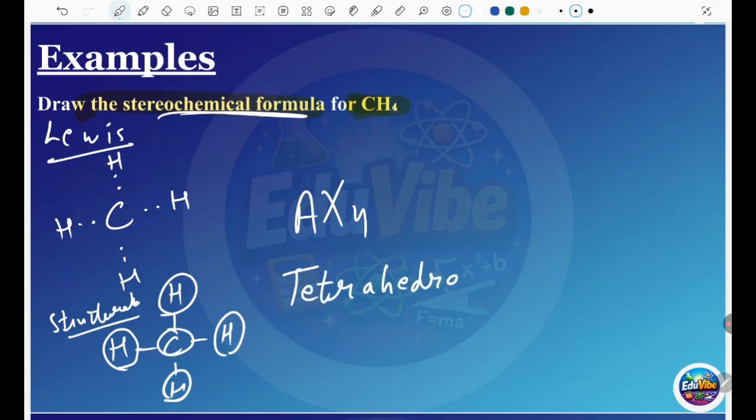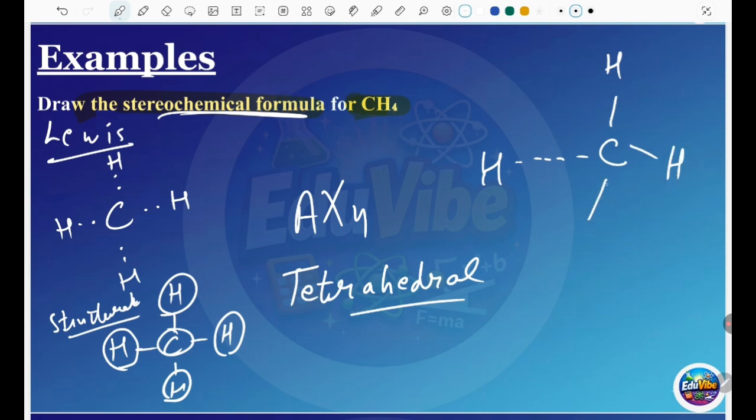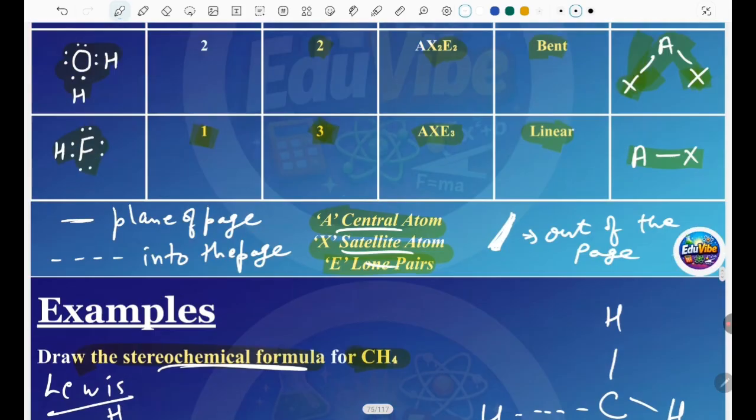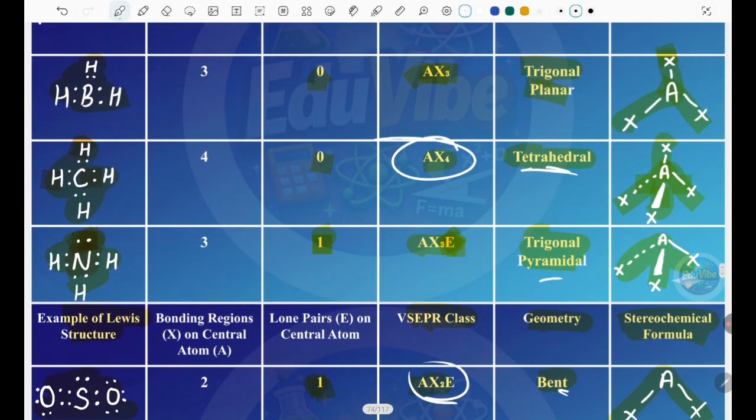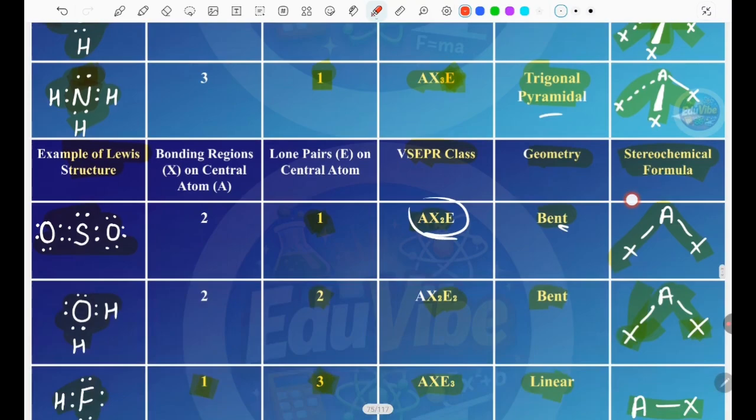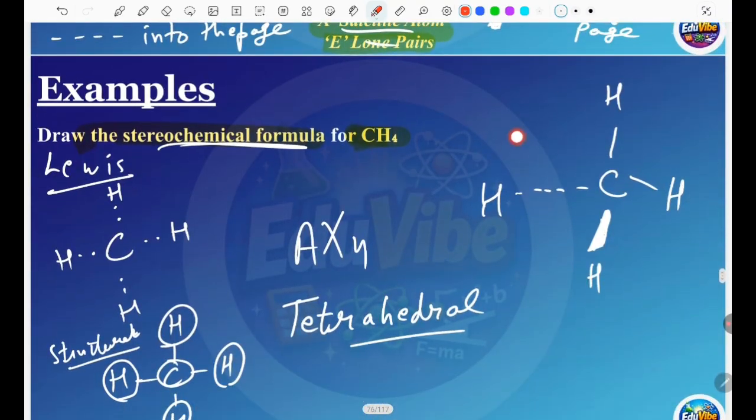And how can we make that? C is at the center, we have one H into the page, two H in the plane of the page, and one H out of the page. So this is the colored one, and you have to make that H. So you can make this type of structure for CH4.